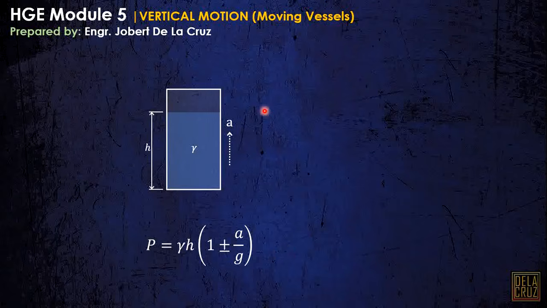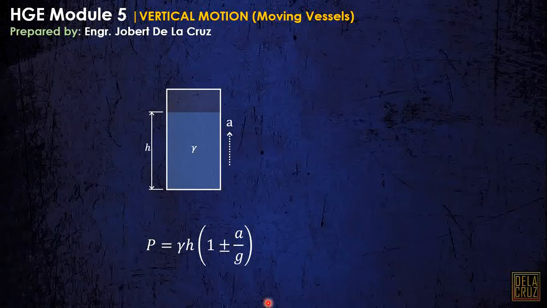If this vessel doesn't move, then the pressure at the bottom is gamma times height lang, no? The gamma of the liquid times its height or depth, no? This one. Now, because of that movement, may reverse effective force tayo. Kaya may additional factor dito. And again, these formulas are derived from the reverse effective force because we are all after here the pressure induced, or the increase in pressure, because of the movement.